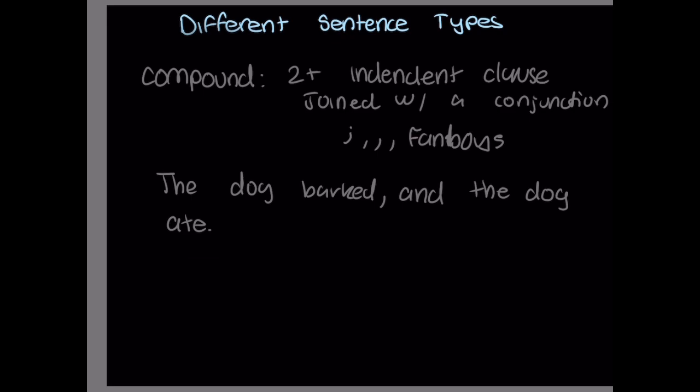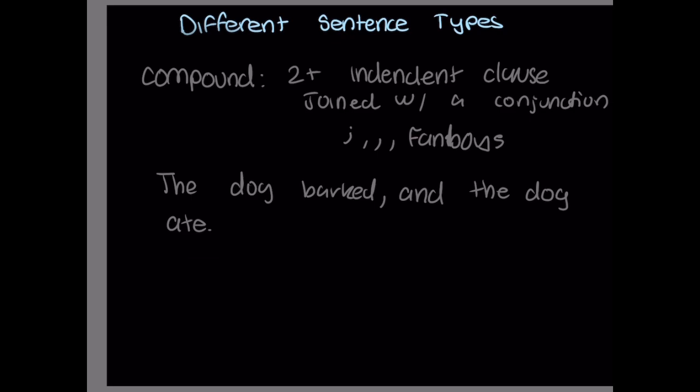So we can learn what a complex sentence is. Complex is one independent, oh my god, I knew I did something wrong. Wait, hold on. One independent clause and one plus dependent clause.